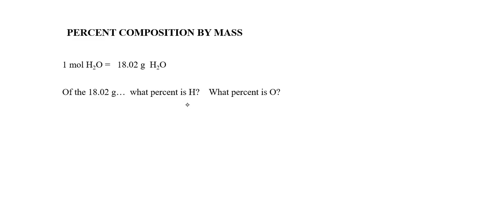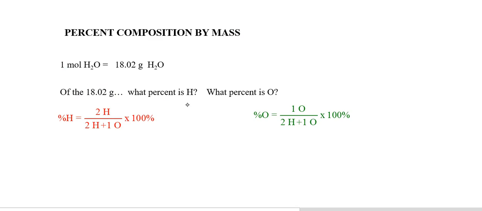When you do percent composition by mass, the thing that you're assuming is you have 1 mole, so you can use this mass. And what you're really saying is of this 18.02, what percent was H, what percent was O? Well, what numbers did we use to add these things up? We added two H's and an O. So for H, it's going to be 2 of the H's over the total. For O, it's just going to be 1 O over the total.